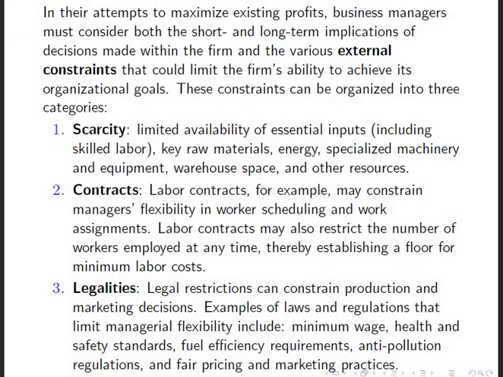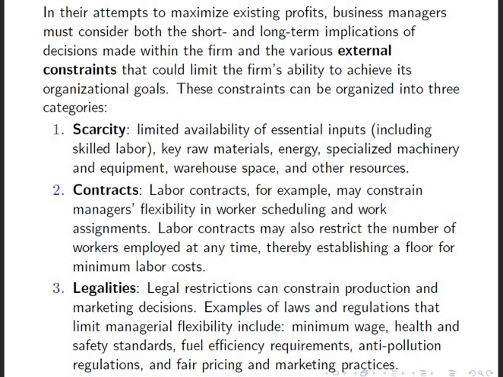In attempting to maximize the profit, we must consider both short and long-term implications of decisions made within the firm and the various external constraints that could limit the firm's ability to achieve its goal. These constraints can be organized into three categories. Firstly, the first external constraint, resource scarcity, refers to the limited availability of essential inputs, which includes skilled labor, key raw materials, warehouse space, etc.